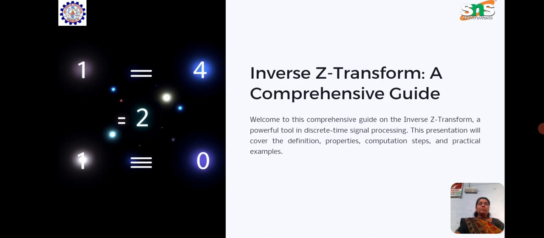In this session, we are going to discuss inverse Z transform. Inverse Z transform is a powerful tool in discrete time signal processing. This presentation will cover the definition, properties, computation steps and practical examples.